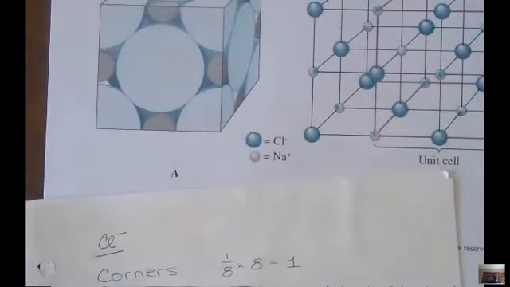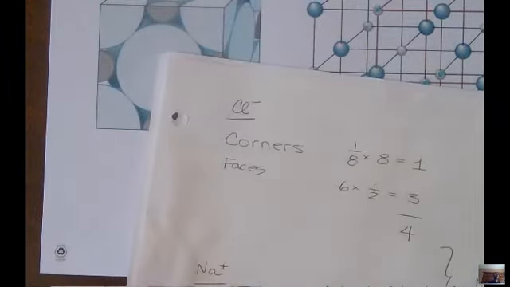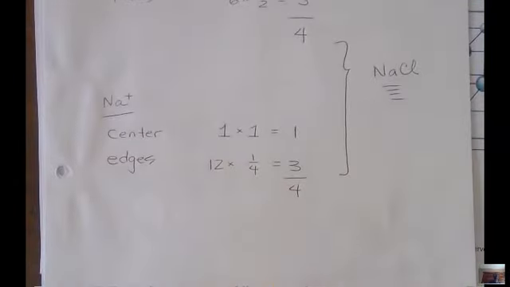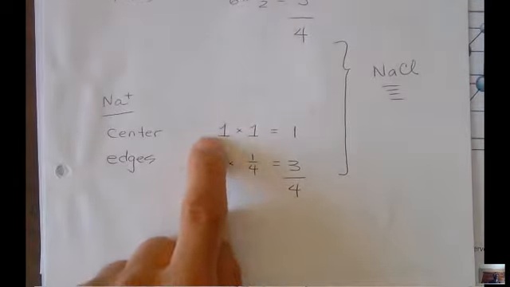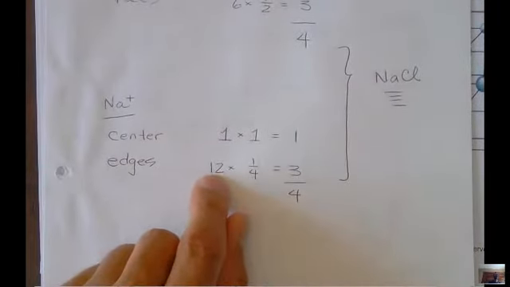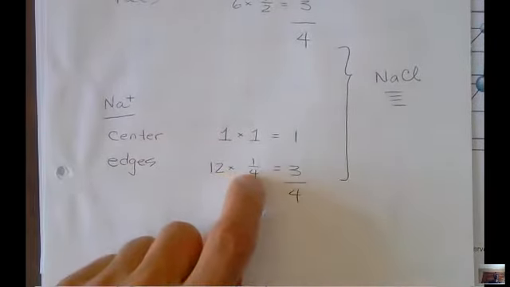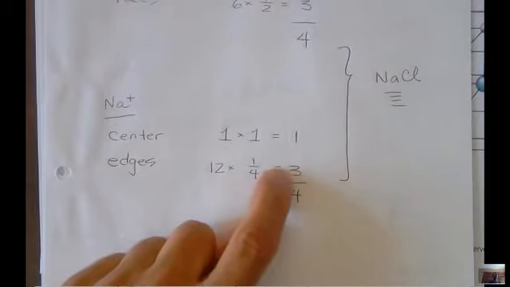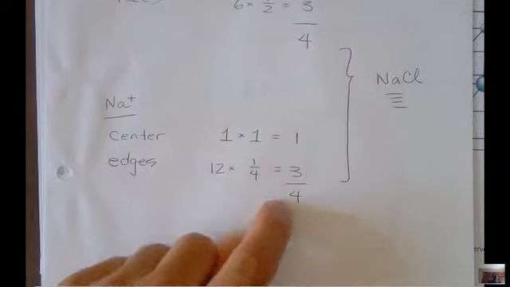So I would describe this as a face-centered cubic chloride with sodiums in the center and the edges. Okay, so if sodium is in the center and edges, center counts for 1 times 1 to give you 1, and edges, there are 12 edges times 1/4 to give you 3, right? 12 times 1/4 gives you 3. 1 plus 3 equals 4.